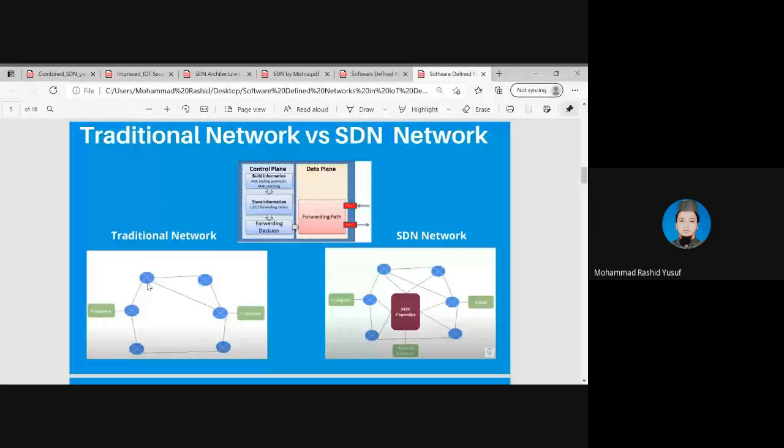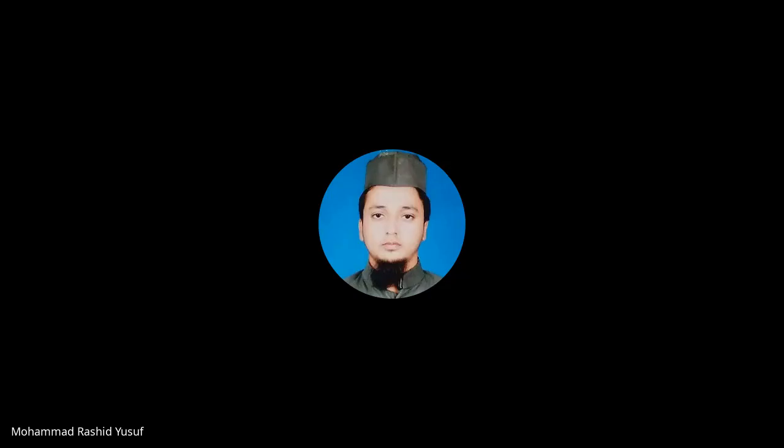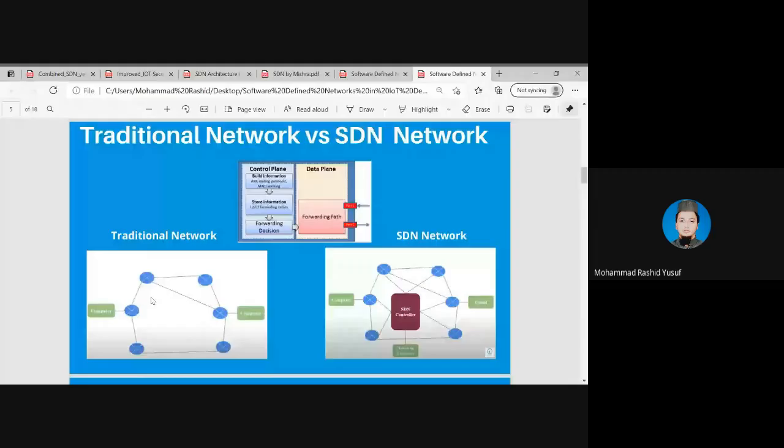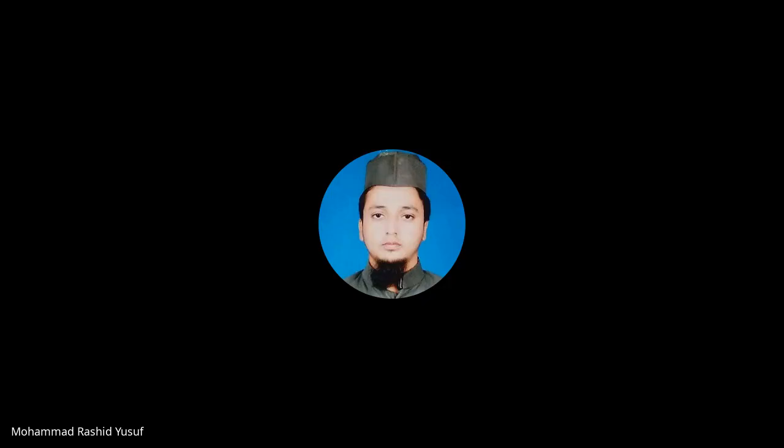Conventional networks are purely hardware based, and a conventional network device consists of routers or switches that have a control plane and the data plane. And what is the control plane and the data plane?